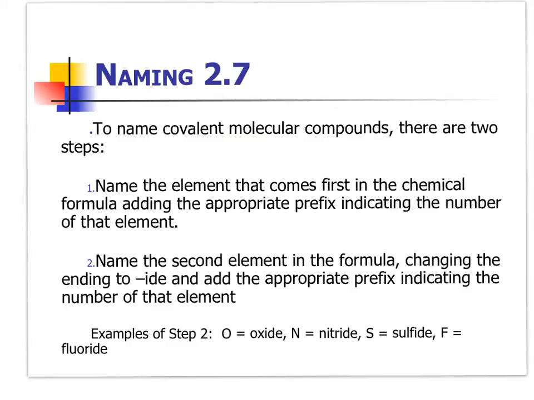To name covalent compounds, I've tried to simplify things as much as I can, so please try not to oversimplify them anymore. Keep them as is. It really comes down to 2 steps. Name the element that comes first in the chemical formula, and add the appropriate prefix indicating that number.